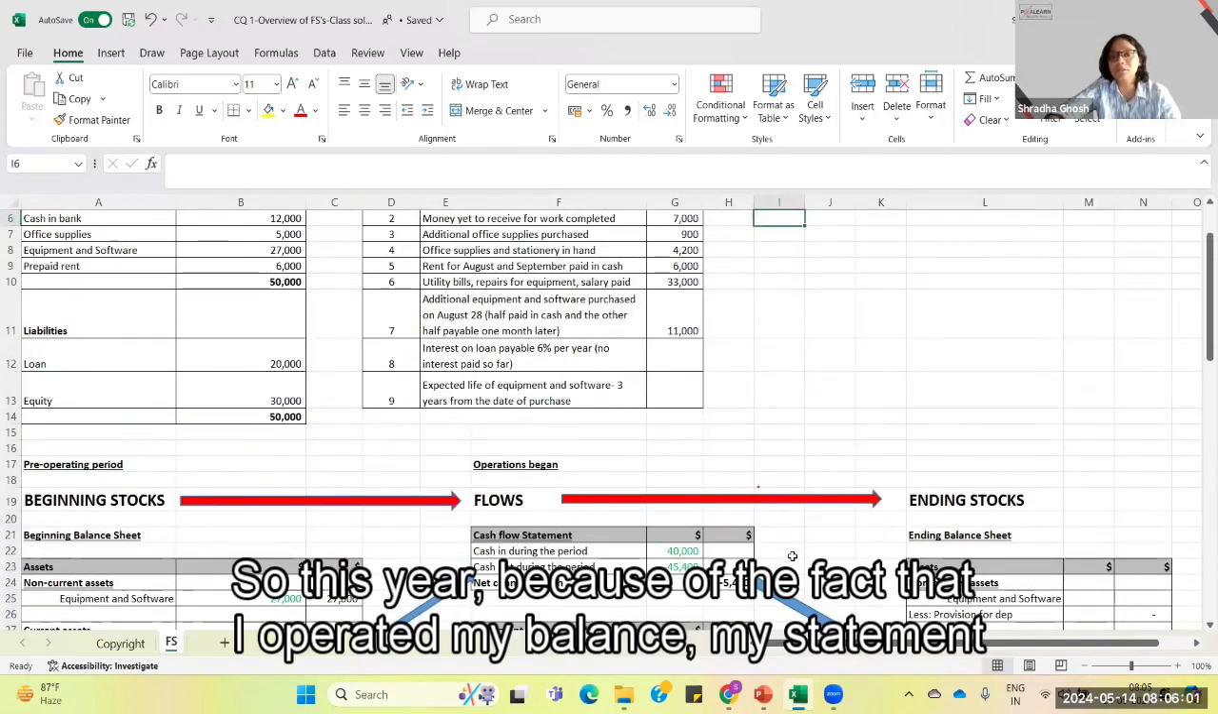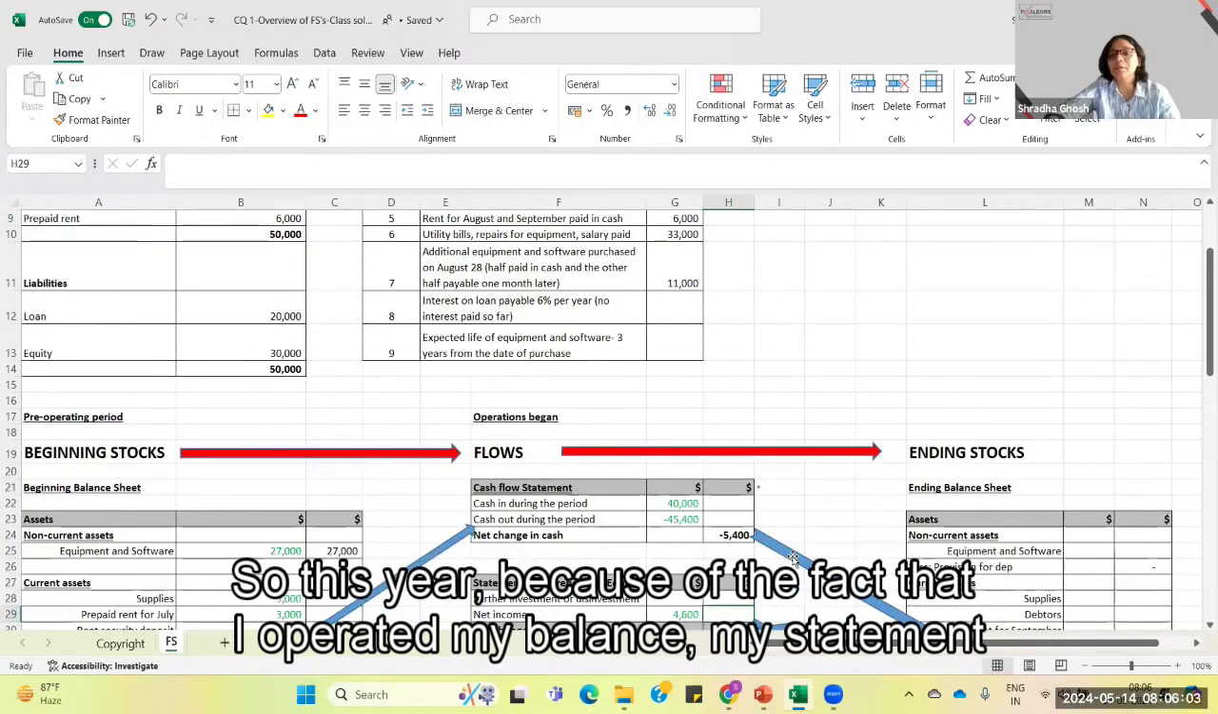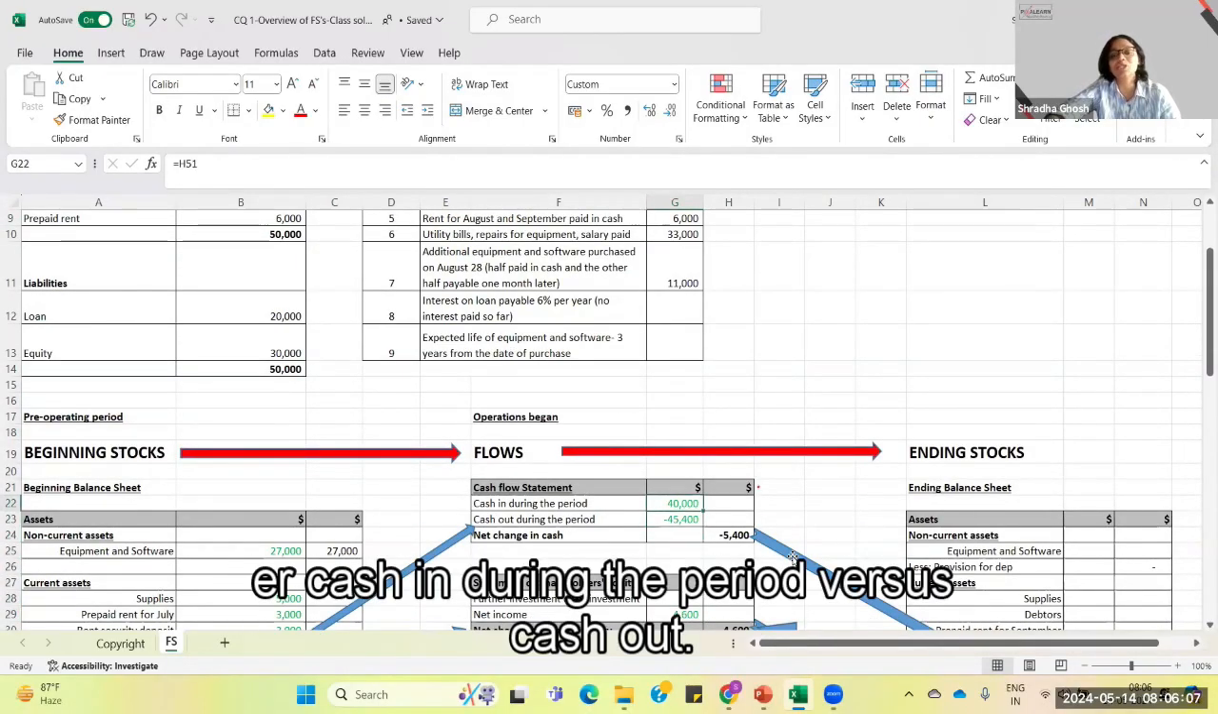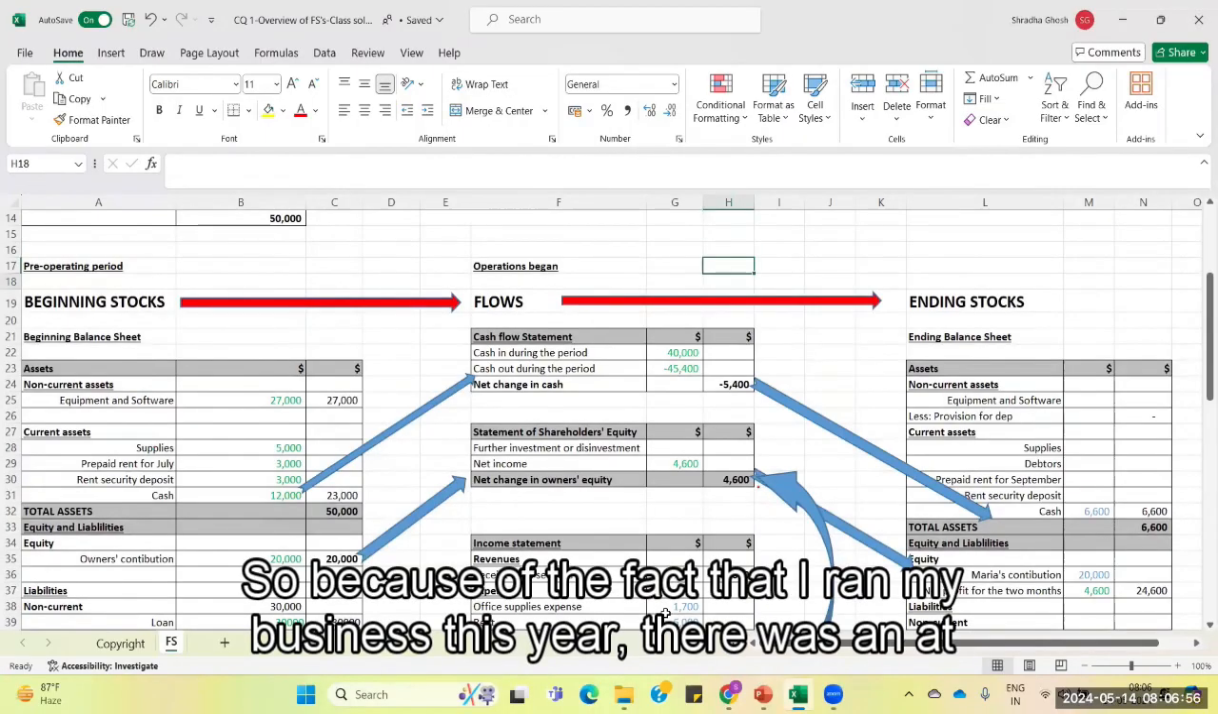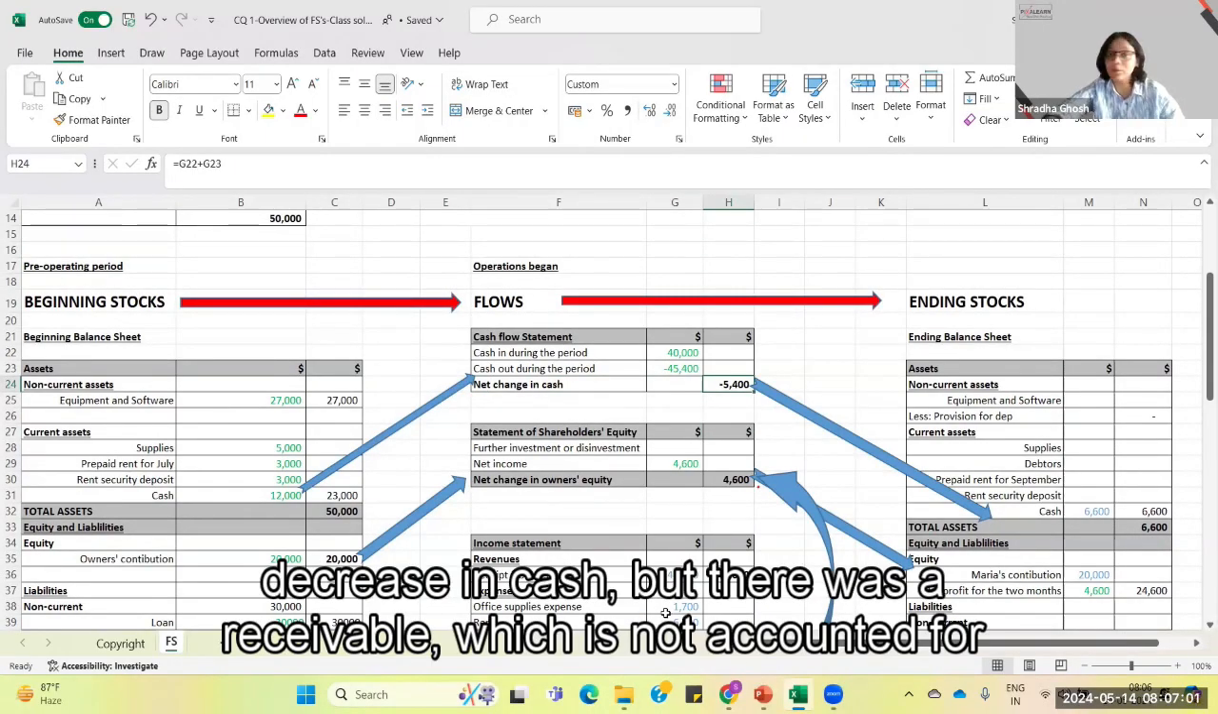Okay. So this year, because of the fact that I operated my business, my statement shows cash in during the period versus cash out. Net change in cash was 5,400. So because of the fact that I ran my business this year, there was a net decrease in cash, but there was a receivable which is not accounted for here.